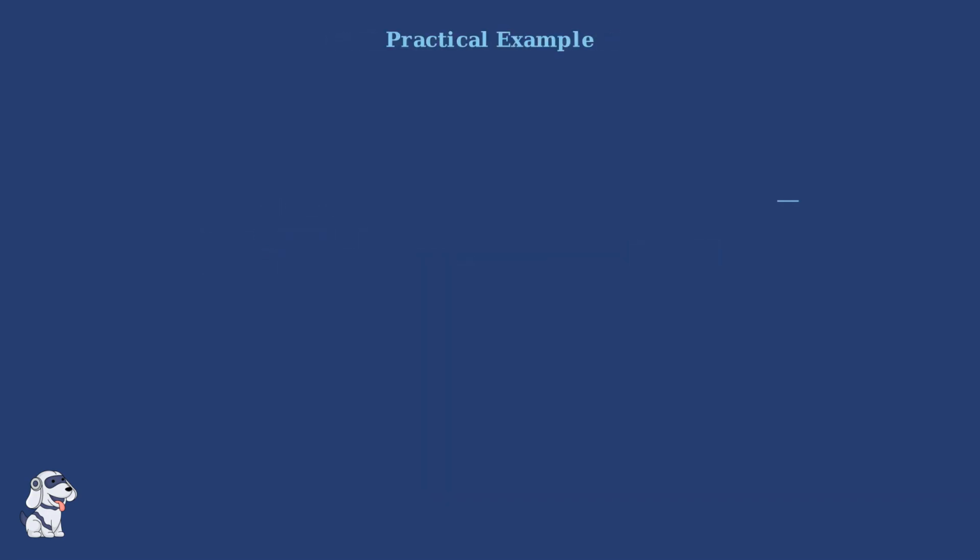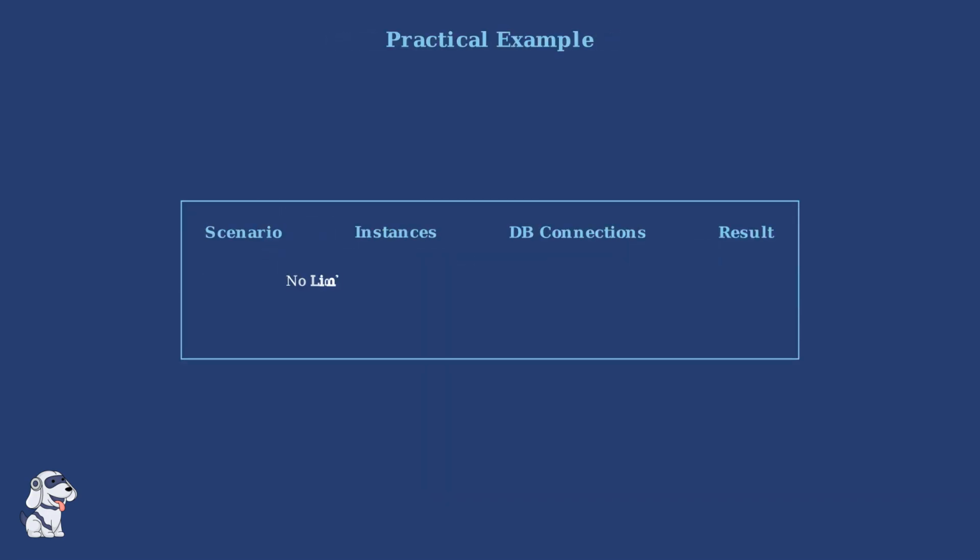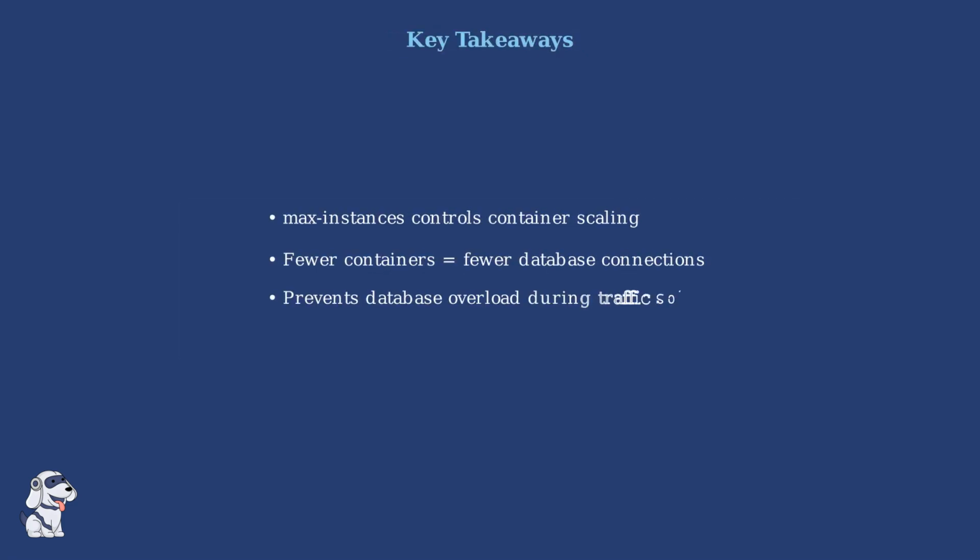Here's a practical comparison. Without limits, you might get 20 or more instances creating 200 plus database connections, leading to overload. With max instances set to 5, you get exactly 5 instances with about 50 connections, keeping your database stable. Key takeaways. Max instances controls container scaling.